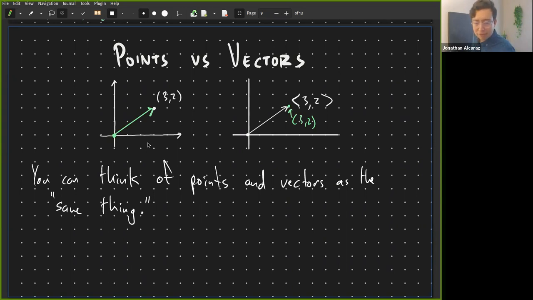Does someone have a question on that part of it? This is a little abstract, so it's hard to wrap your head around. Now, for the rest of the quarter, you can just think, okay, a vector is a point and a point is a vector. That's totally fine. I like to distinguish them a little bit because of the physical nature of it.